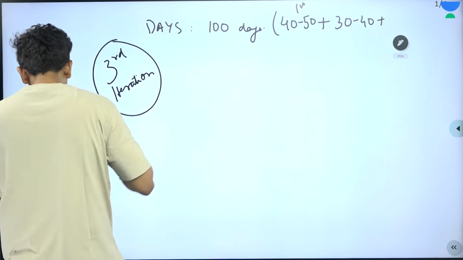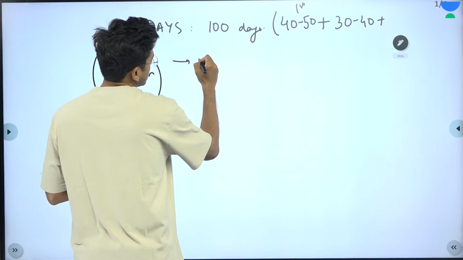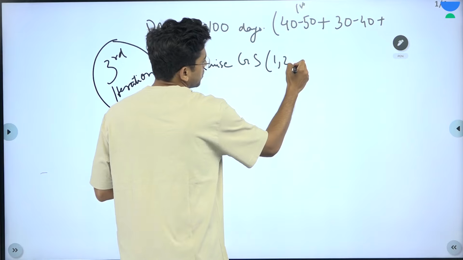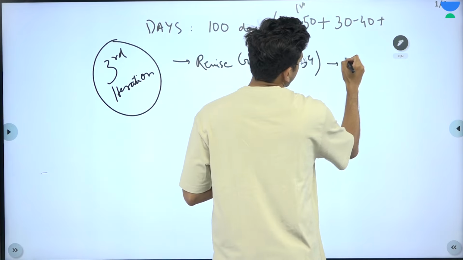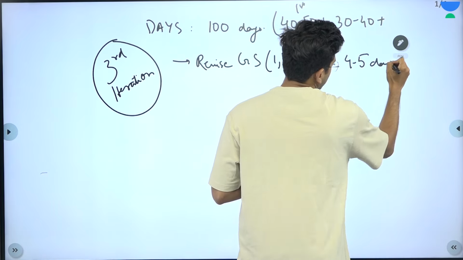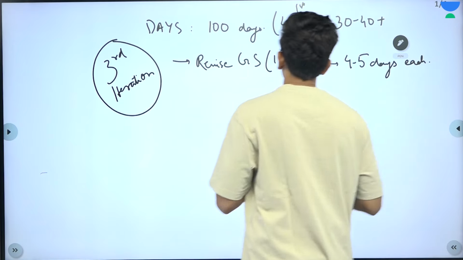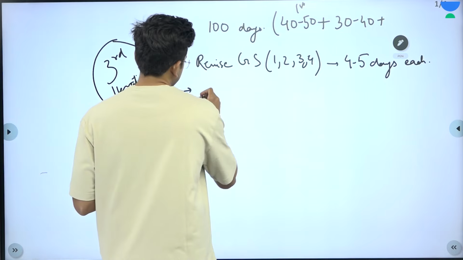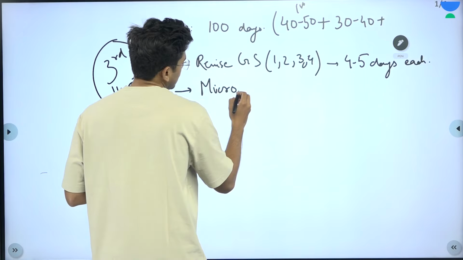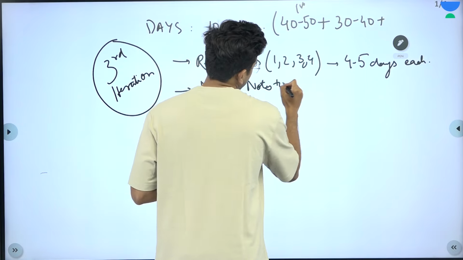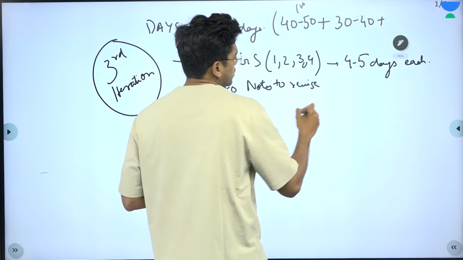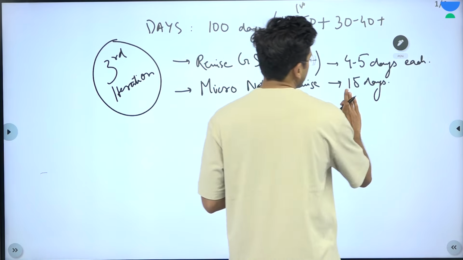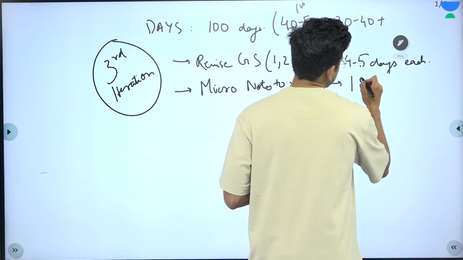Third iteration. What are you going to do in third iteration? The very first thing is revise GS micro notes around all 1, 2, 3 to 4. Give 4 to 5 days each. Okay, and revise your optional. So revise full paper from micro notes, I would say. That is, use your micro notes of your optional to revise both the papers. To revise paper 1 and paper 2. And this will take around 15 days for you. Okay. Comfortably. 15 days, or I think if more than 20 days. But I would say 15 days is a comfortable count.